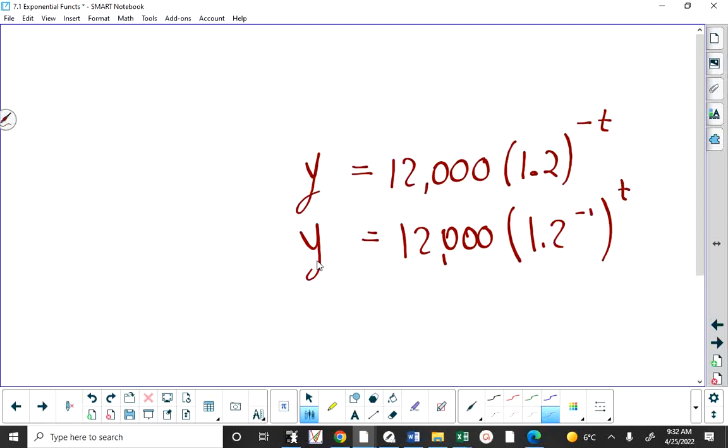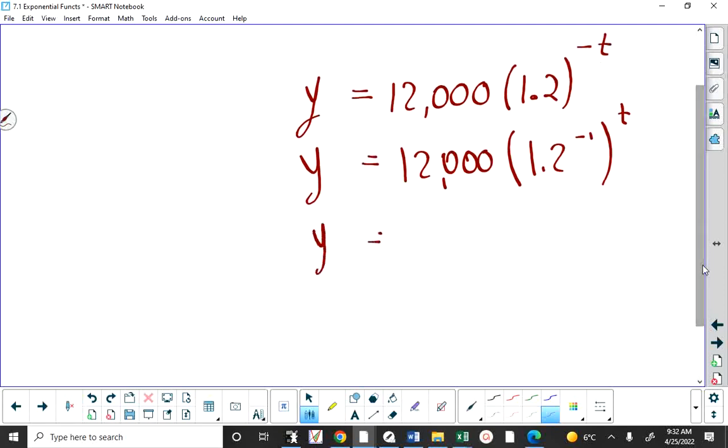Because in grade 9 and 10, you learn that when you have, they call it a power of a power. Really, it's an exponent of an exponent, but that's okay. It's actually an exponent of a power. But you're taught that when you have a base raised to an exponent and that whole thing is raised to an exponent, that you can multiply those exponents. So if I multiply that negative 1 by the t, I get negative t. Now, it turns out that 1.2 to the negative 1 is 0.83 repeating.